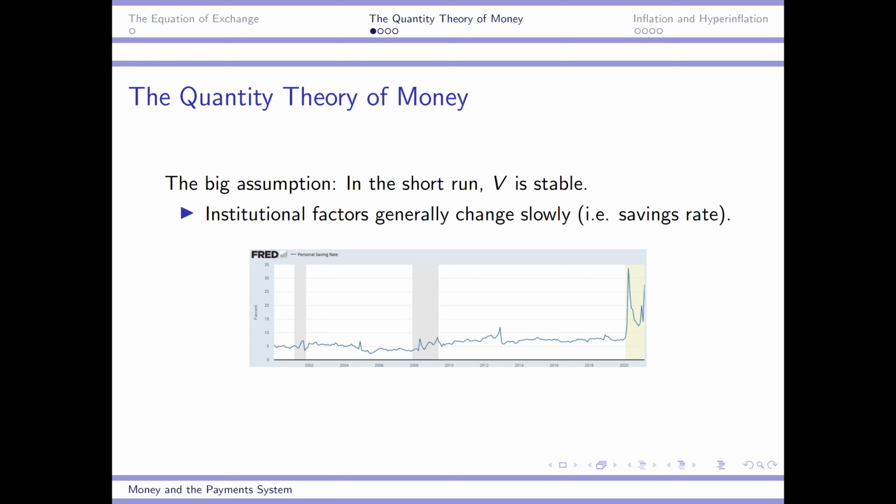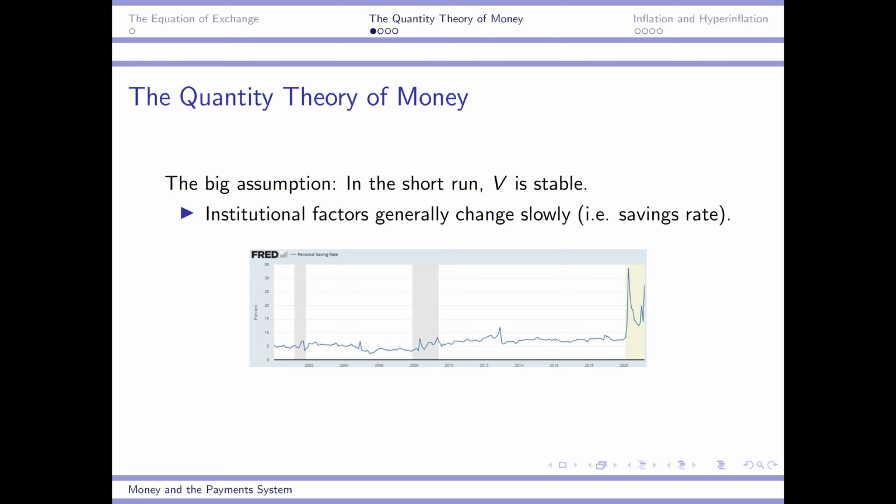And it is all contingent upon this big basic assumption that in the short run, velocity of money is stable. Now, you can argue about this for days and weeks and months, and economists have even devoted their entire lives to talking about monetary velocity and whether or not this is a valid assumption. But the big basic justification for it is that institutional factors generally change slowly.